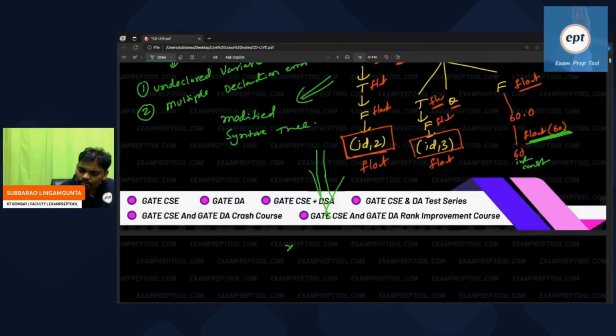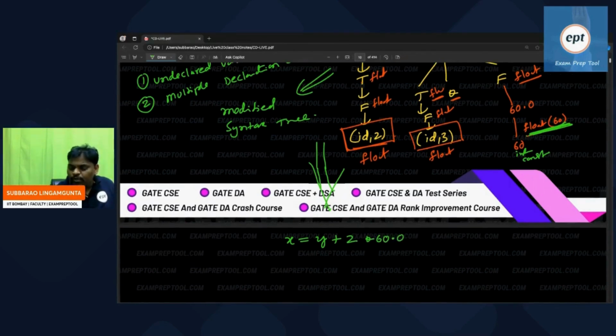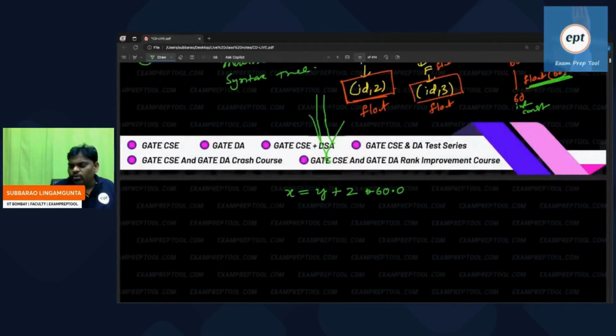ID one is X. What is the ID two? Y. What is the ID three? Z. Right? This became 60.0. Now see what will happen. Because everything is fine, they get to know there is no syntax error and no semantic error also. Something related to types is a semantic error. Something related to syntax, like semicolon missing or bracket missing, is called syntax. No syntax error and no semantic error means the program is almost perfectly fine.